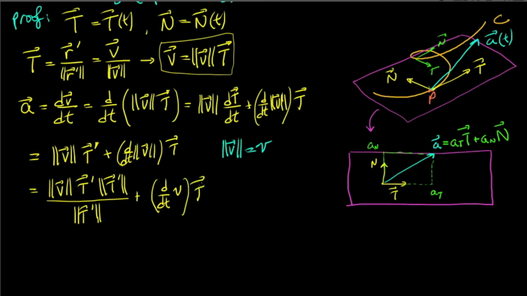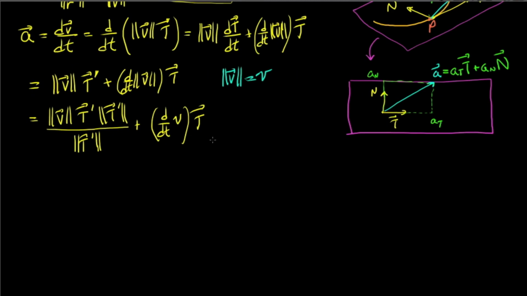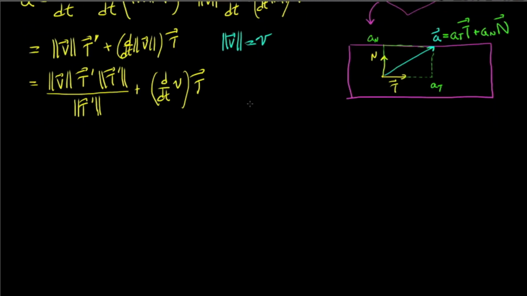So this is times capital T, the tangent vector. Notice why I did that. In the first term, this should look familiar. This is the definition of n, our normal vector. So now we have the magnitude of v, which is just v, times n, times the magnitude of t prime, plus the derivative of v times t, no prime.